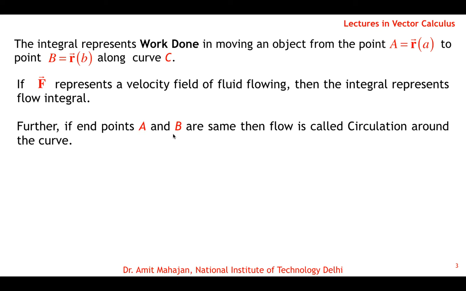So if points A and B are the same point, that means the flow is circular, so we call the flow circulation around the curve. And the circulation is considered to be positive if we consider the direction of flow to be counterclockwise. So if you are given a closed curve around which we have to find circulation, then the positive direction will be the counterclockwise direction.